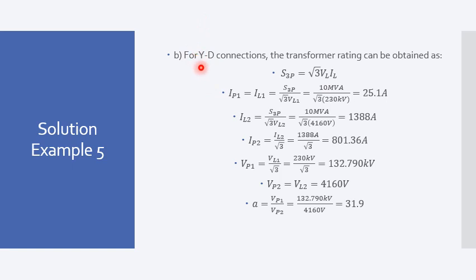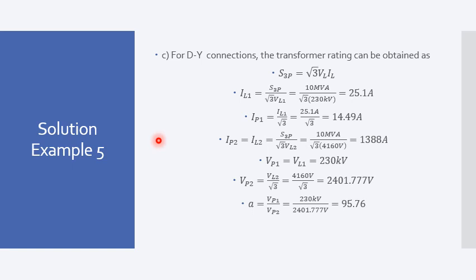And for the phase voltage at the primary side, because of the connection in Y, V line is divided by √3. So VP1 is 132.79 kilovolt. And for V phase at the secondary connection, because of the delta connection, V phase equals V line, which is 4160 volt. So the turn ratio VP1 over VP2 equals 31.9.